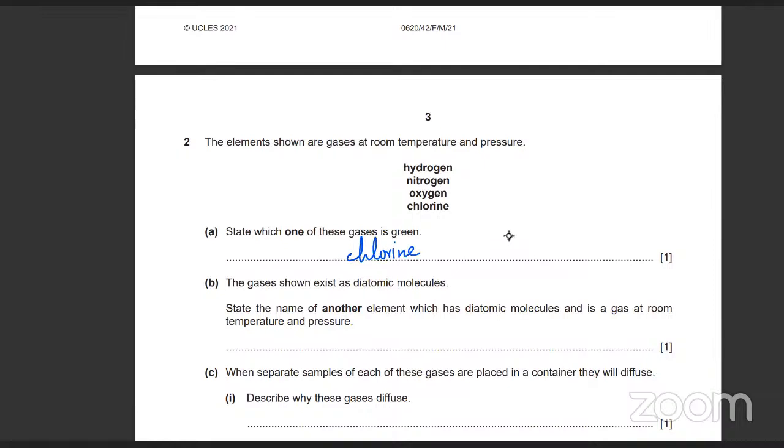The gases shown exist as diatomic molecules. State the name of another element which has diatomic molecules and is a gas. So first tell me, which ones are diatomic? Hydrogen, oxygen. Apart from these ones, iodine. Okay, so iodine, what else? But that's a solid, right? Iodine is a blue-black solid. Yeah.